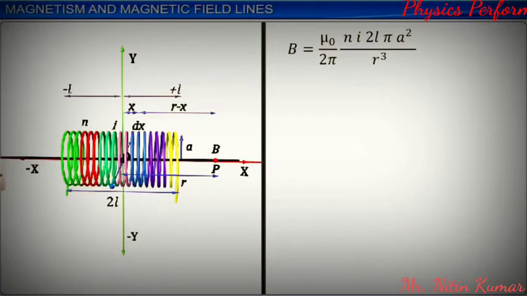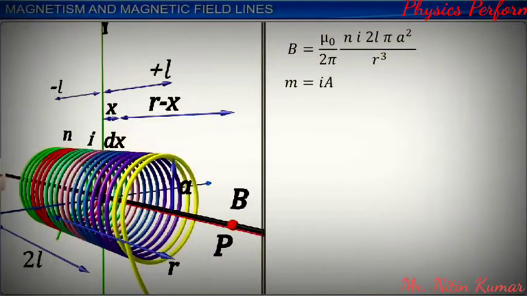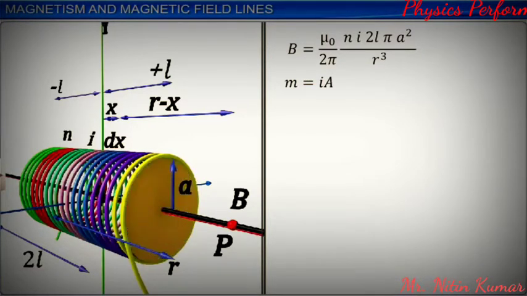The solenoid consists of n number of loops per unit length. I is the current through the solenoid, and a is the radius of each loop. Thus, area A of each loop of the solenoid is pi into a square. The total number of loops in the solenoid is n into 2L, and hence the magnetic moment of the solenoid M is equal to n 2L I A, which is equal to n 2L I pi a square.